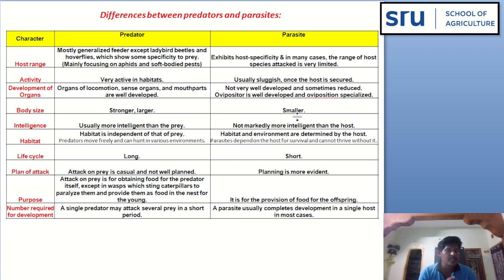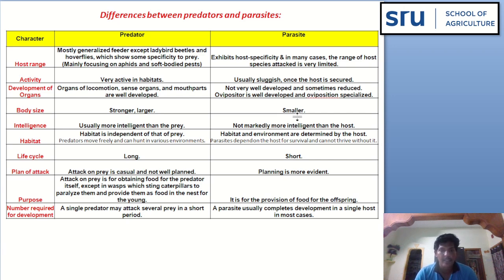Predator life cycle is somewhat long, but in the case of parasites, the life cycle is short. Plan of attack. Predators do not make any plan for the attack. They attack and prey casually and feed on them. But in the case of parasites, there is planning. More evident planning is there to attack their host.